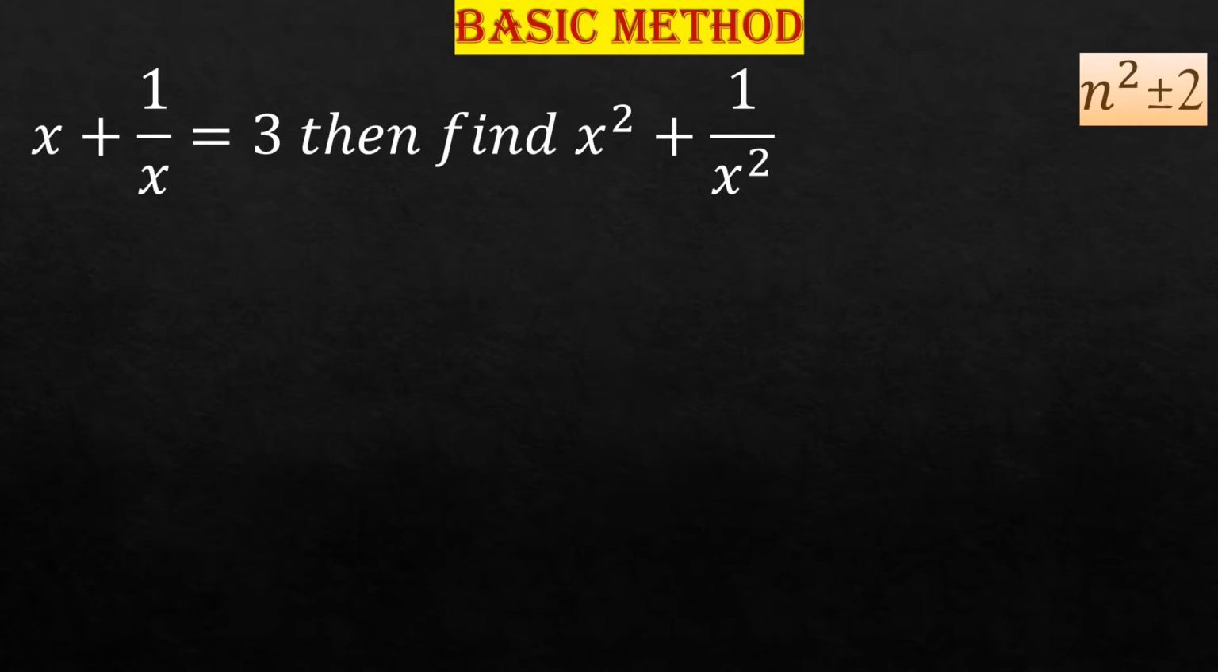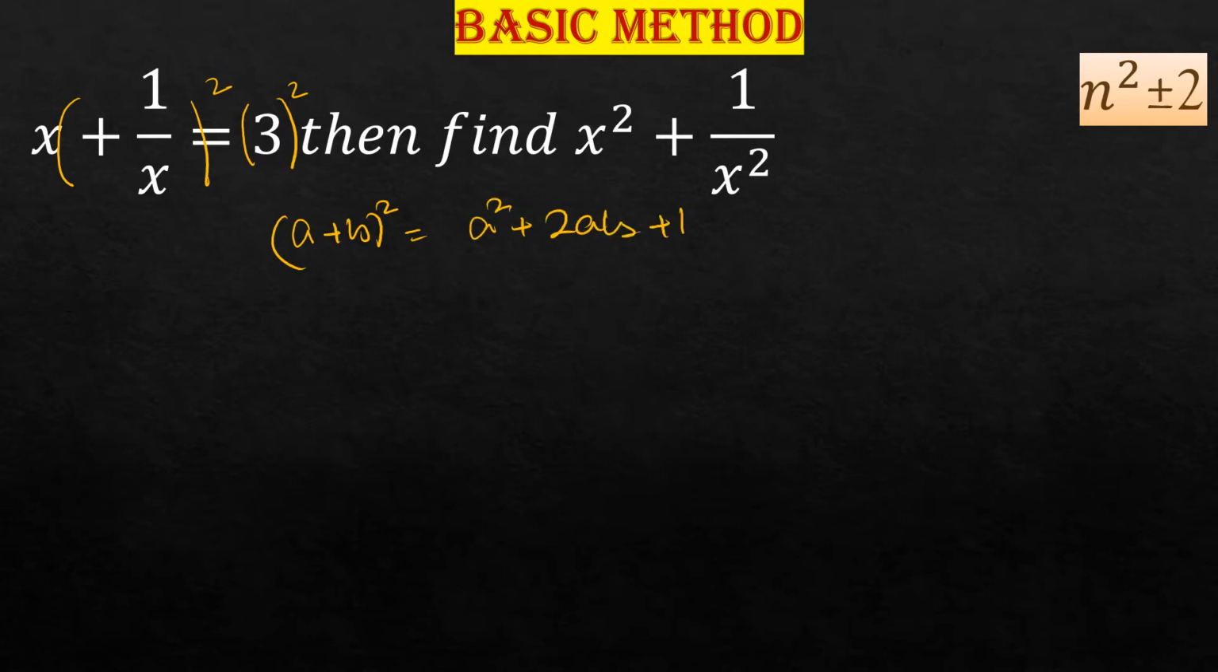If x plus 1 over x equals 3, then find x squared plus 1 over x squared. Let's use the basic method. In order to solve with the basic method, you take the square on both sides. And you will use the formula (a plus b) whole square, which gives you a square plus 2ab plus b square. Now a is your x, and b is your 1 over x, and you substitute them here.